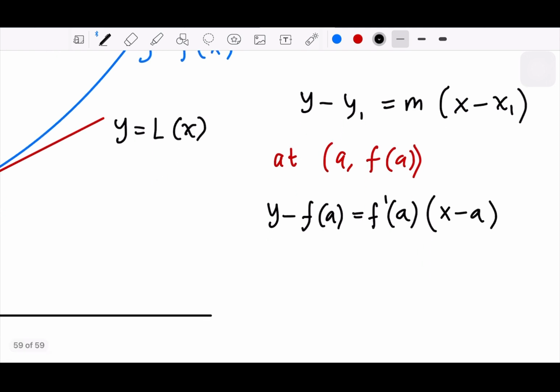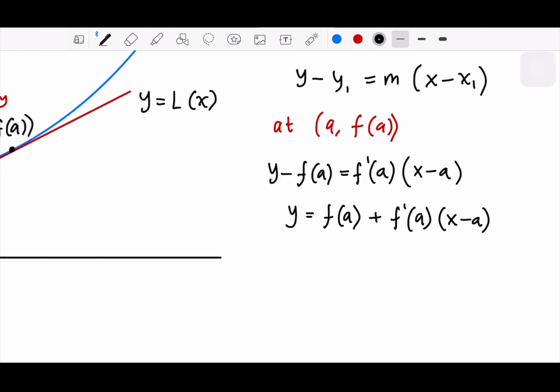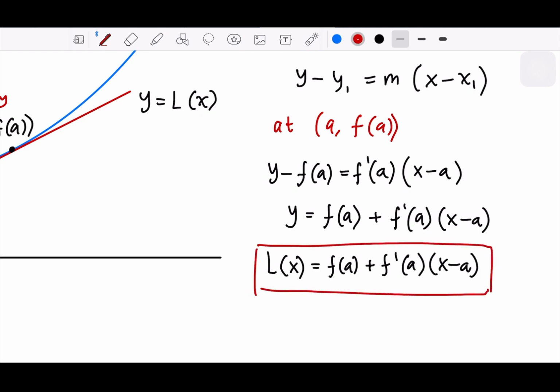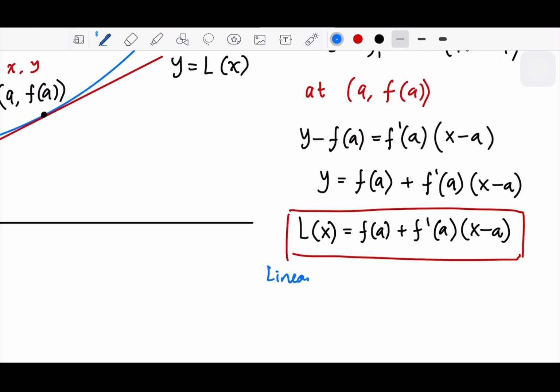Then I can write this as f of A plus f prime of A times x minus A. And now this y equation is our line equation, that is L of x, right? So we can write y as L of x. Now we can call this L the linearization. And what does that mean?